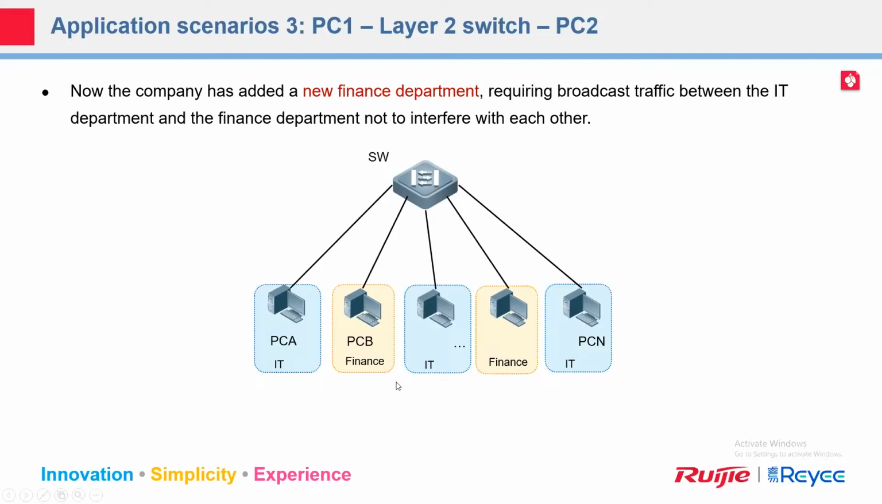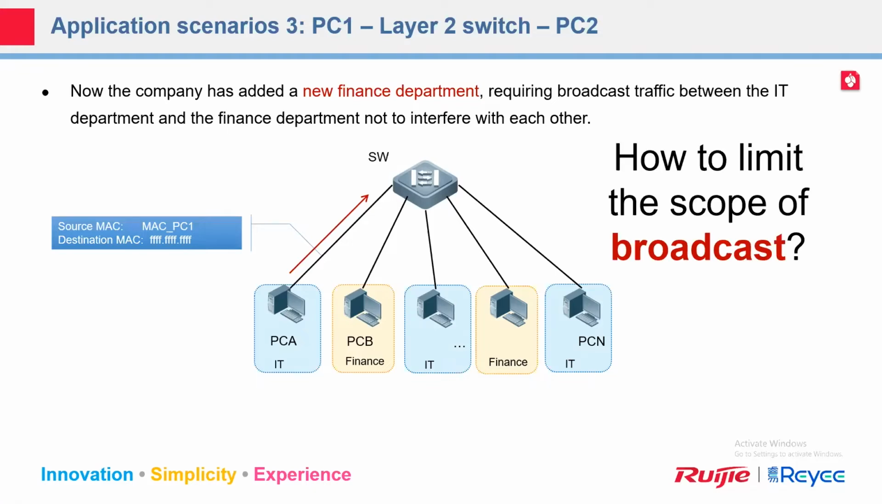So if we want to limit the broadcast domain, for example, when a PC sends out broadcast packets, and we hope only the blue ones, that means the IT department, will receive the message, how do we limit the scope of the broadcast?